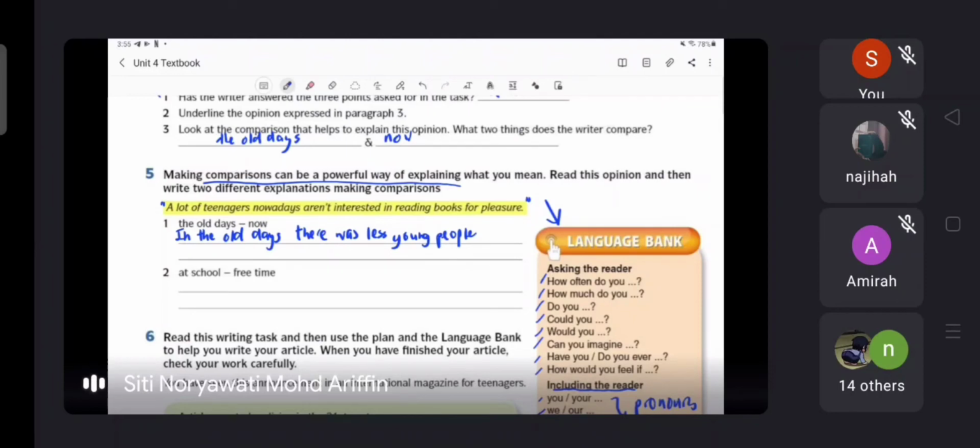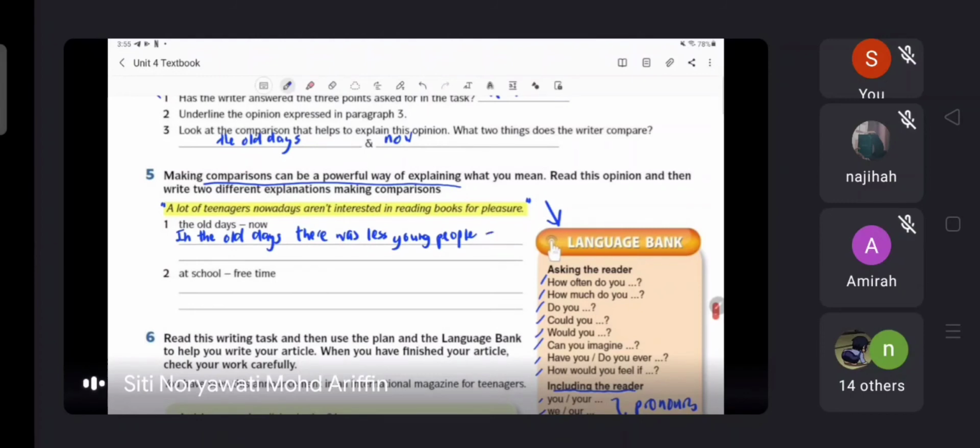So in the old days there was less young people and not many things they could do. Okay, there was less for young people to do. So they had fewer activities they could do. So reading was fun. Okay, because when you are reading, you are able to go to places. For example, you are able to imagine things. Okay, so reading was fun.